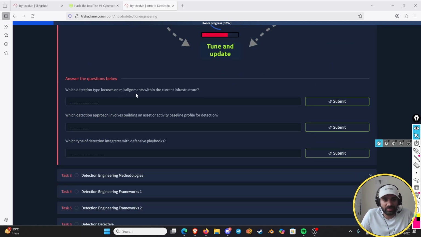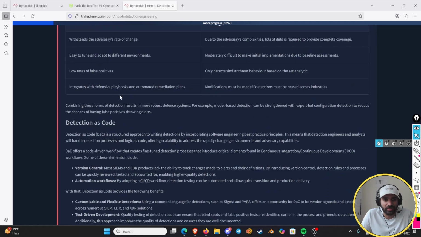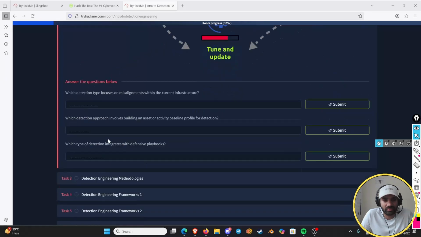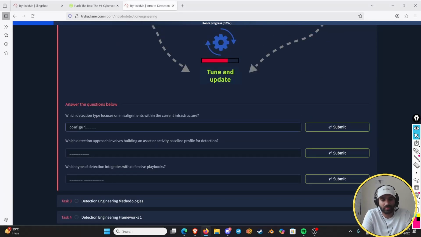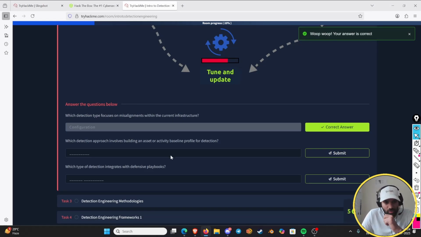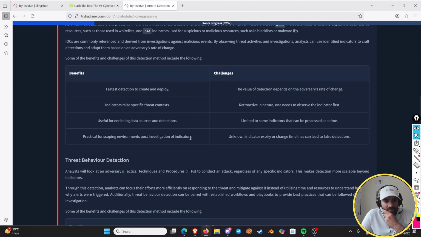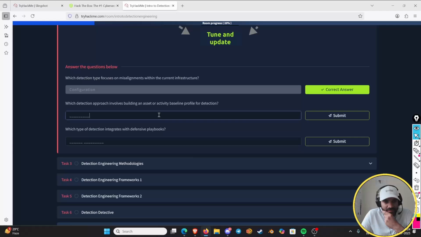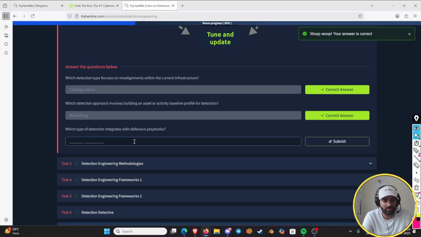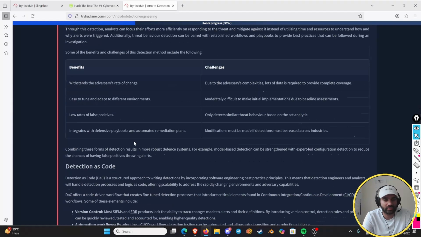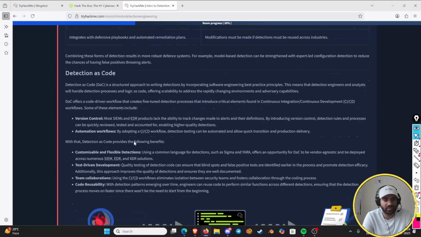Which detection type focuses on misalignment with the current infrastructure? So that is going to be the first one. Configuration. Which detection approach involves building an asset or activity baseline profile for detection? So that would be modeling. Which type of detection integrates with defensive playbook? So that's obviously the last one, I think. Sorry, with the playbook, right? Threat behavior, second last.